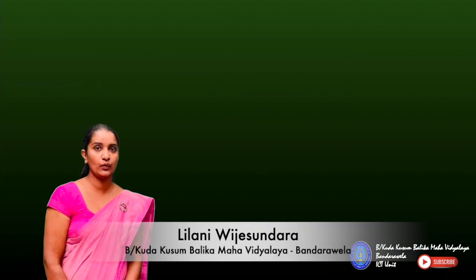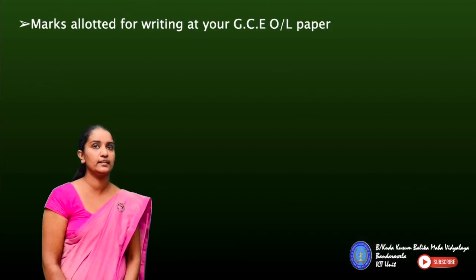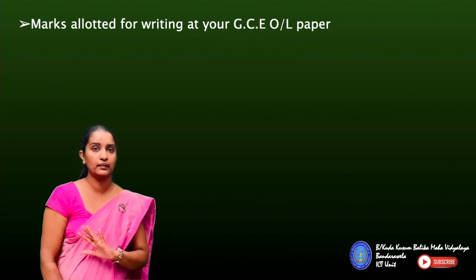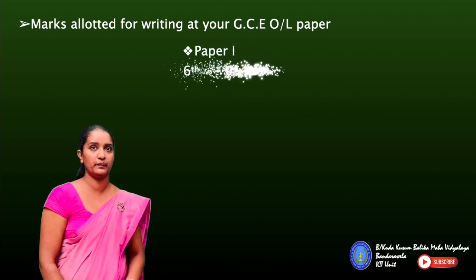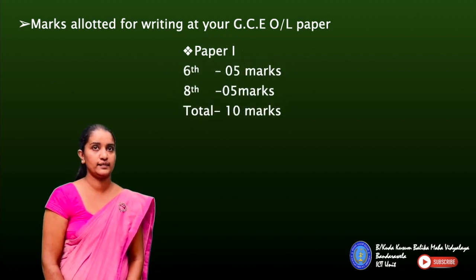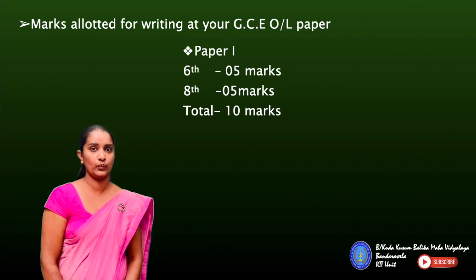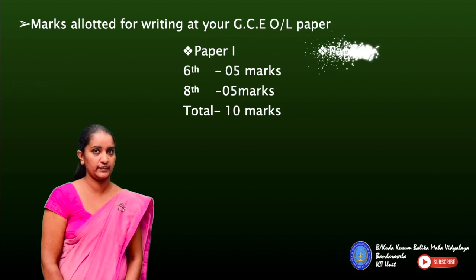Right, children? So let's have a look at our first area, that is the marks allotted for writing at your GCE O-level paper. That is not only for the graph but for the whole paper. I want to tell you how the marks are given. In your first paper there are 2 writing questions, the 6th one and the 8th one, and each question is given 5 marks. So overall for the first paper you are given 10 marks for writing.